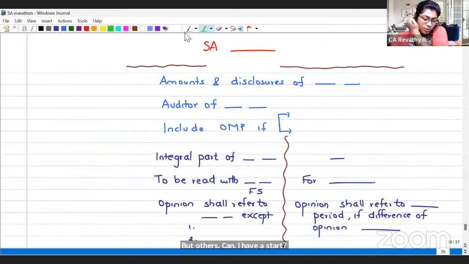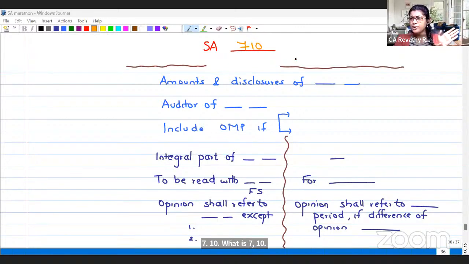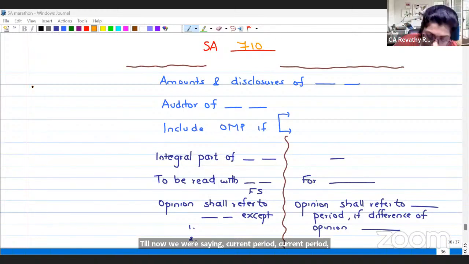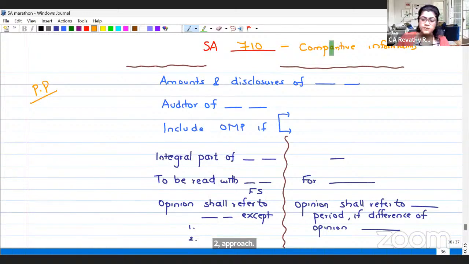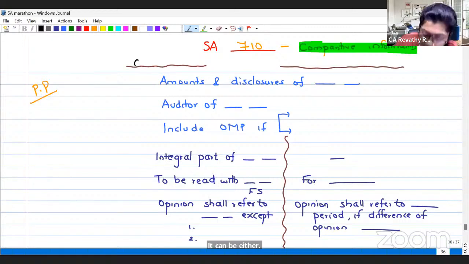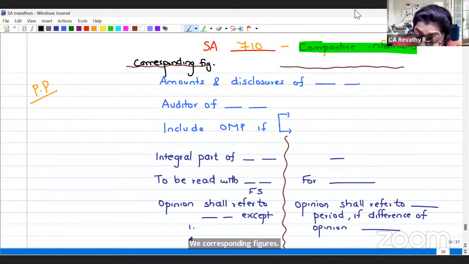Okay. 710. What is 710? Till now, we were saying current period opinion, current period CAM, current period modification, current period UMP, OMP. Now, this is about the prior period. This SA's name is comparative information. How many approaches? Two approaches. It can be either corresponding figures, or it can be one more comparative FS.